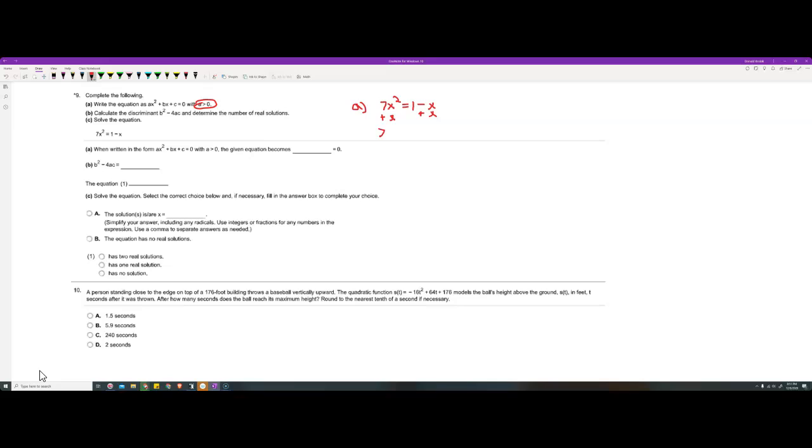and now I got 7x squared plus x equals 1, and then subtract 1 from both sides, and now it's in the form that I want. 7x squared plus x minus 1 equals 0. All right, so that's our first part.